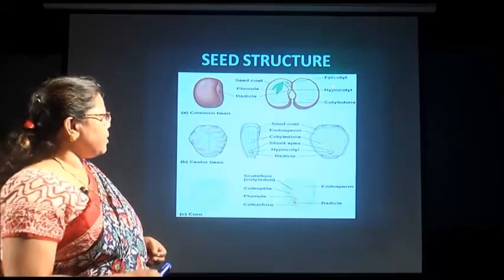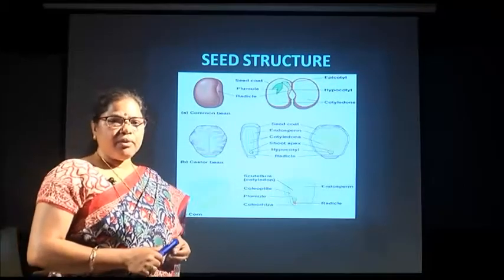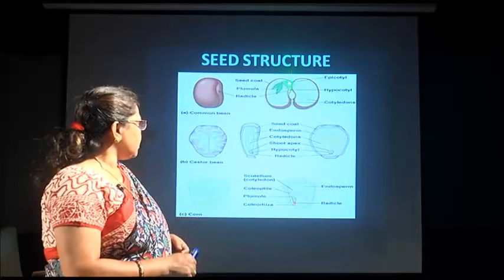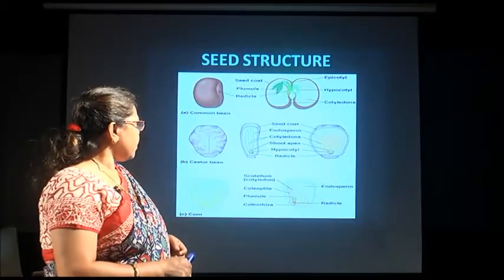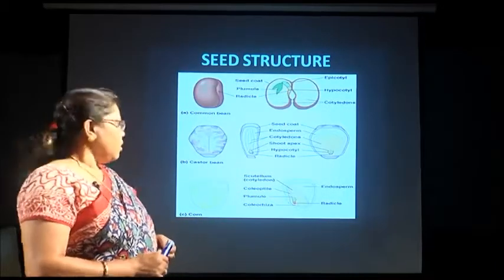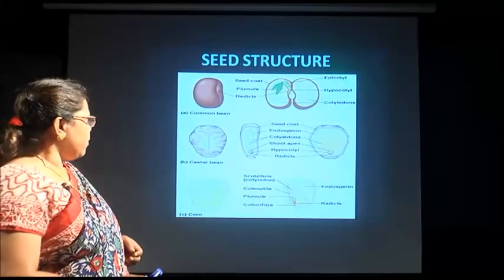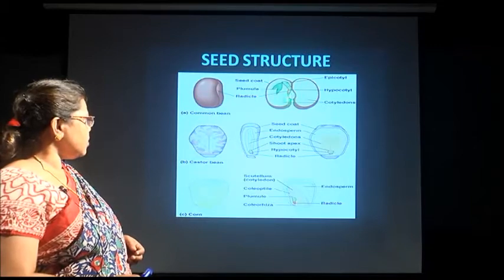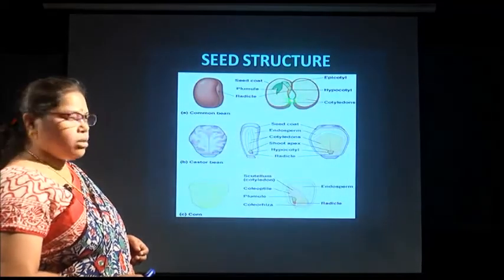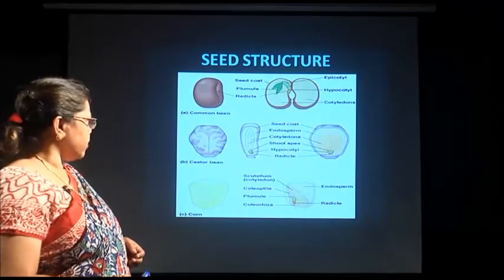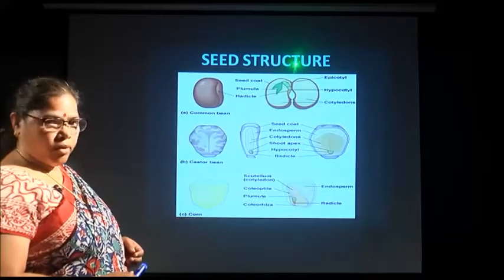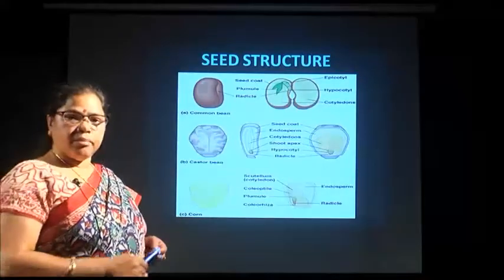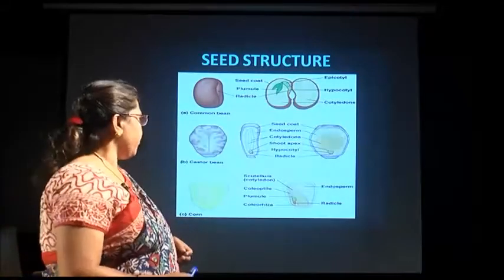Next comes the epicotyl. What is the epicotyl? The epicotyl is that part of the embryo axis which is present just above the point of contact of the cotyledon, and the hypocotyl is the part of the embryonal axis which is present just below the point of contact of the cotyledon. So the epicotyl is present just above the cotyledon contact point, and the hypocotyl is present below the cotyledon contact point.